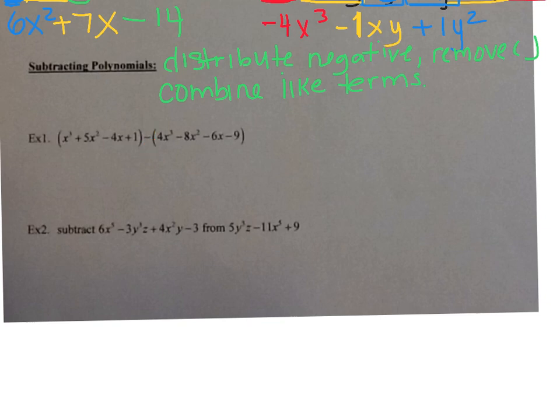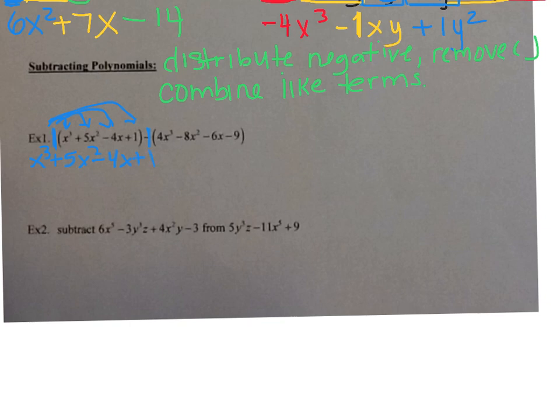So really what I'm doing is this. If I have a 1 here and a negative 1 here, I'm really distributing. So when I distribute a positive 1, everything will stay the same. So this will remain x to the third plus 5x squared minus 4x plus 1.